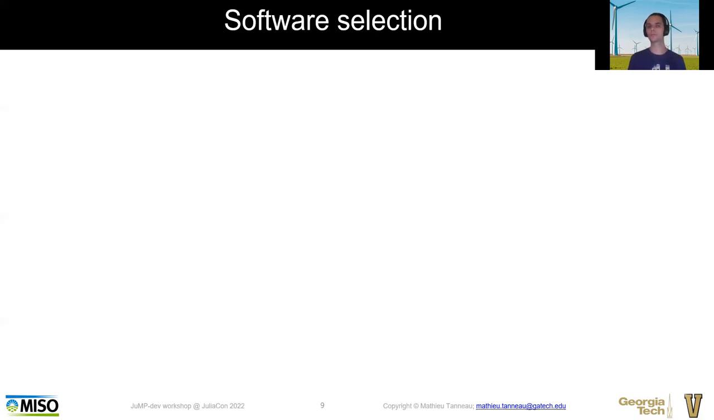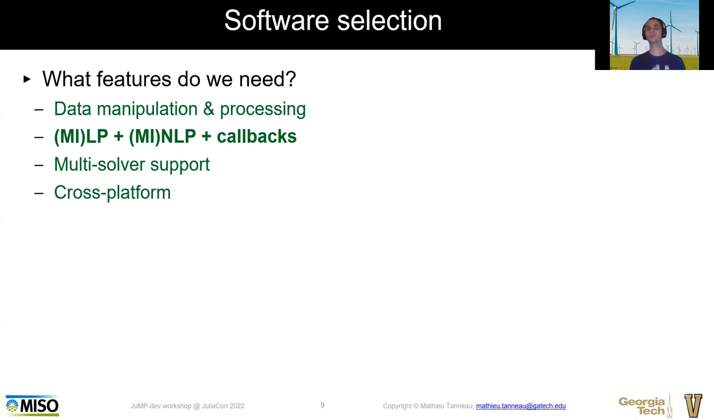So we knew we were going to do machine learning, that was going to be in Python, but the optimization part, it was still open whether this was going to be in C++, Julia, or Python. So here are the main things that we needed. We knew that we needed something that was going to allow us to do a lot of data manipulation, data processing, to do that efficiently and conveniently. On the optimization side, we needed something that would allow us to do linear programming, mixed integer linear programming, and then mixed integer nonlinear programming.